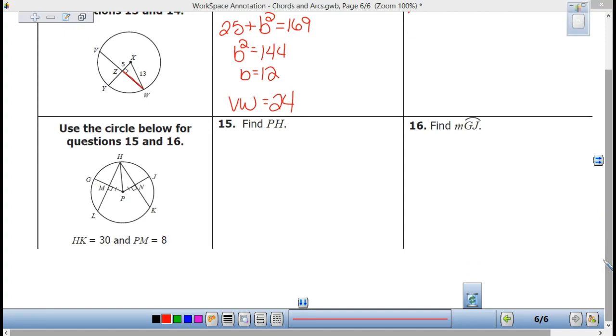HK is 30. PM is 8. So what's PN? 8. What other piece of information do I need? Because remember, we're looking for PH, so we want this guy. We need HN. What is HN? 15. Good.